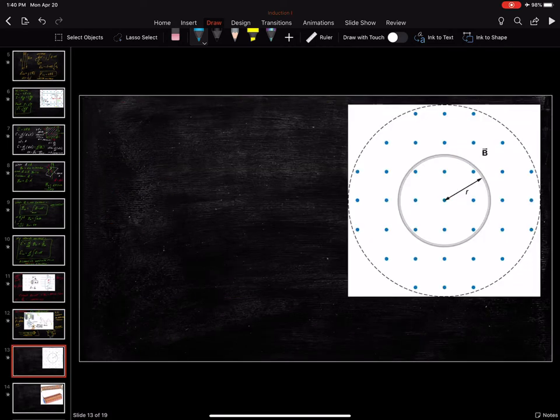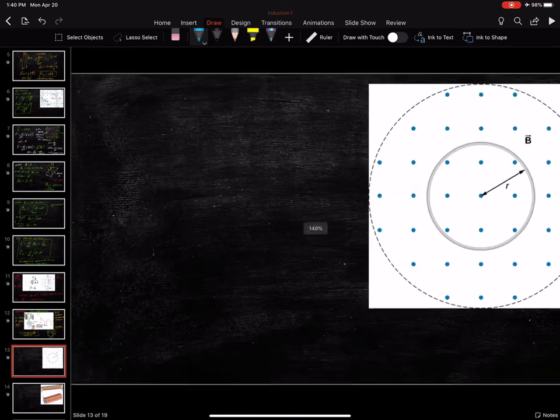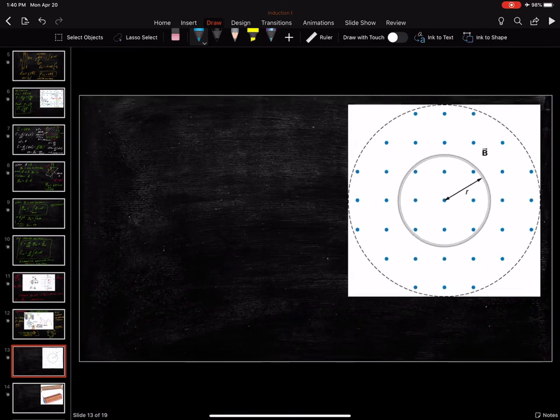Suppose you've got, so this is an example. There's something very interesting about this idea of magnetic flux that we'll come back to, but I want to do an example. Suppose you've got a ring in a magnetic field.